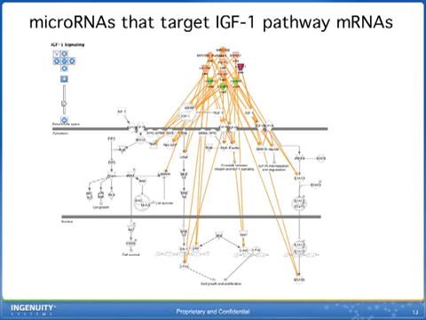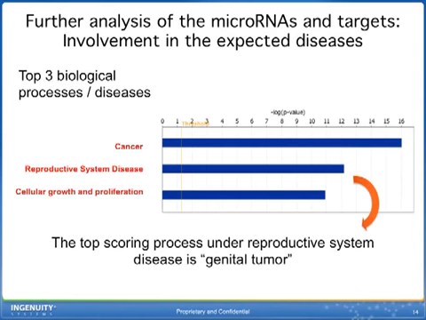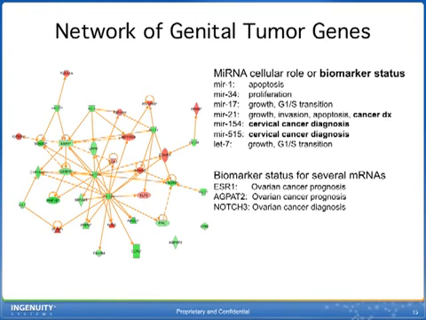We can also use IPA to explore what biological processes and diseases are likely to be affected by the microRNAs and their targets. The top 3 biological processes and disease categories are all consistent with the ovarian cancer phenotype, with genital tumor being the most significant specific process in the reproductive disease category. To explore this set of genes more fully, I used IPA to create a network of the genital tumor genes and the microRNAs that target them.